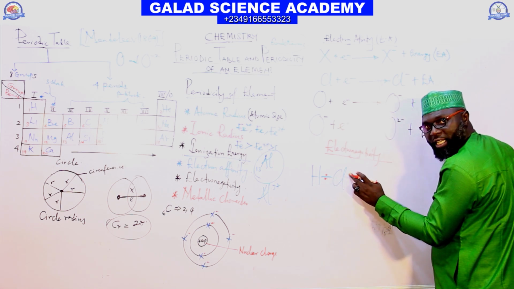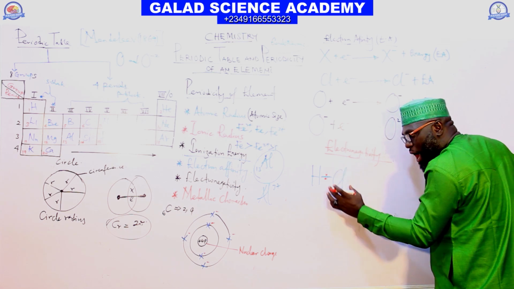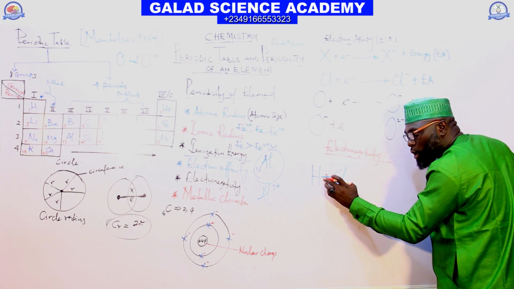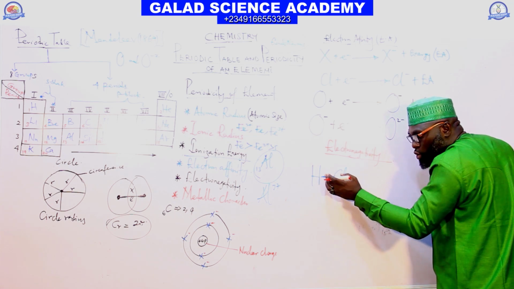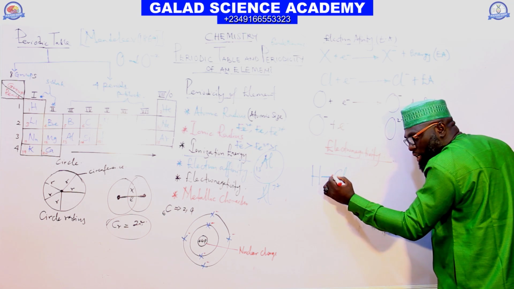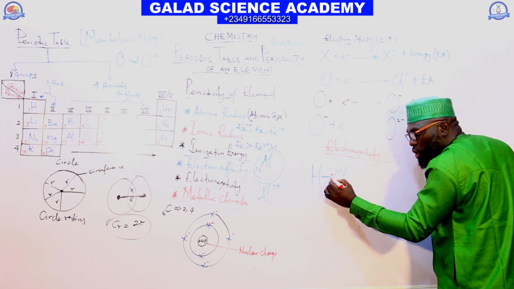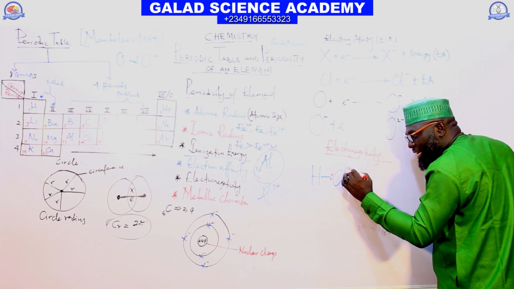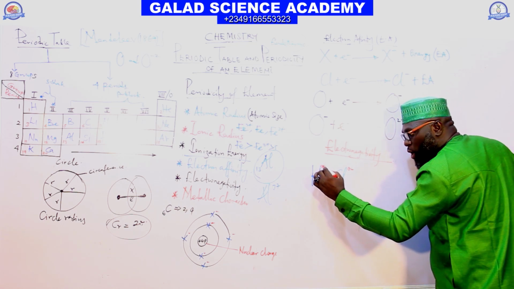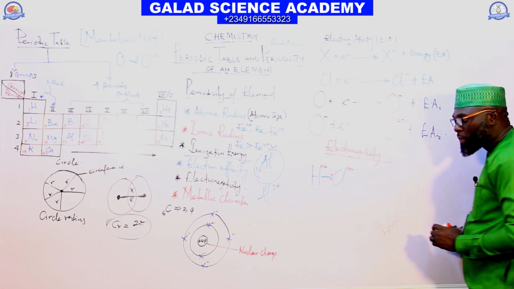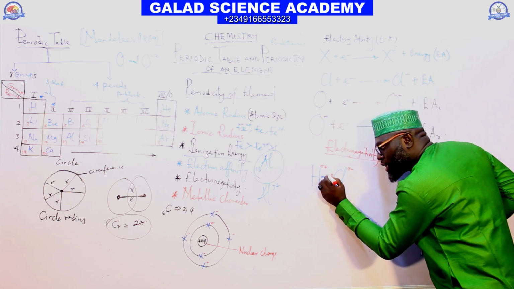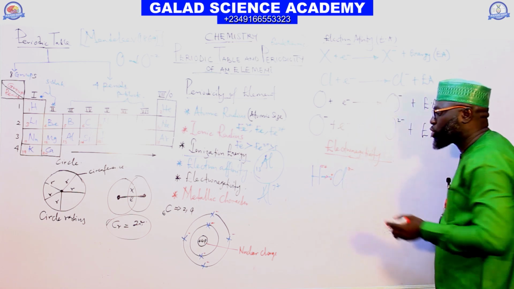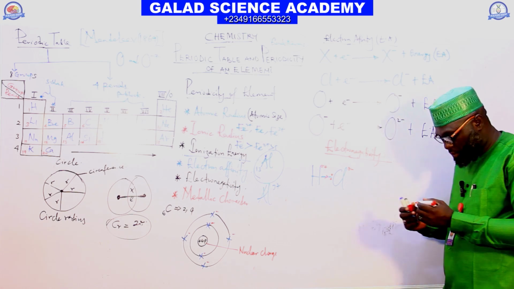This chlorine is more electronegative than hydrogen. It will try to draw the bond electron toward itself. So out of that, this chlorine now becomes partial negative charge, and this hydrogen becomes partial positive charge. So the tendency of chlorine to attract the bond electron toward itself is called electronegativity.